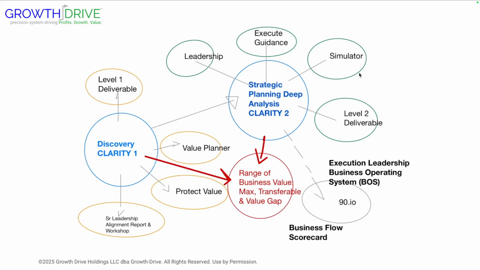Simulator. What will it look like in the future? Level 2 deliverable. What are the building blocks, the bricks we can use for strategic planning? A complete execution leadership business operating system, rhythm of meetings, tempo, and a business flow scorecard, a flash report. That flash report is embedded in 90. You can also get it as a template.